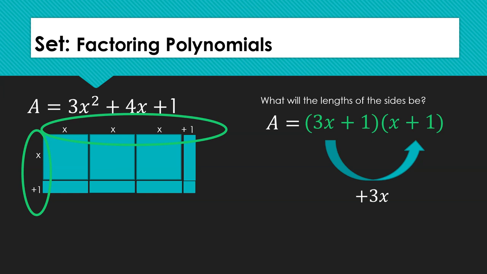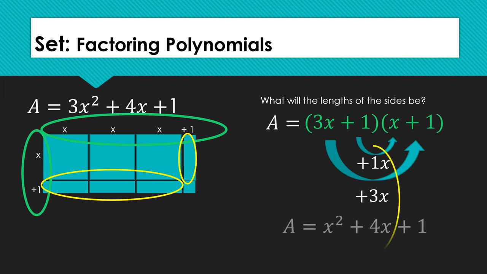This is represented with the three rectangles along the bottom of the model. When we multiply the second term of the first factor by the first term of the second factor, we get 1x. This is represented with the rectangle along the right side of the model. Those combine to give us the 4 x's found in our model and in our trinomial.